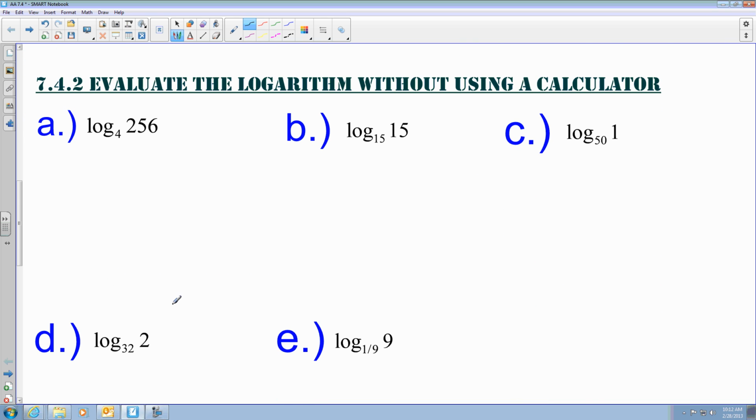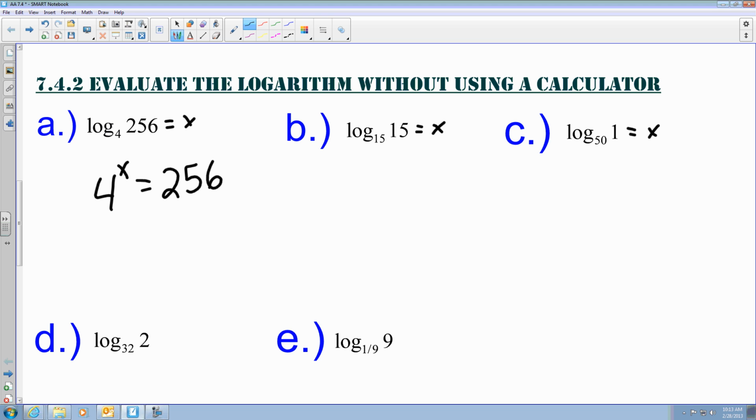For these examples, I want to evaluate the logarithms. It says without using your calculator. And so basically what it means is we really don't have an x here, so it's like this equals x, and this equals x. So that's what we were trying to say to evaluate it. So we need some variable to help us solve it. So I got 4 to the x power equals 256.